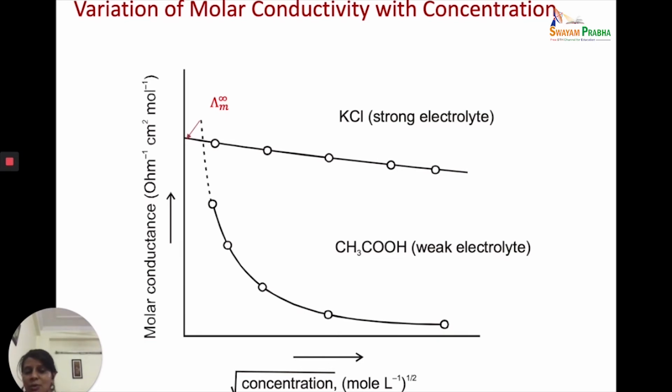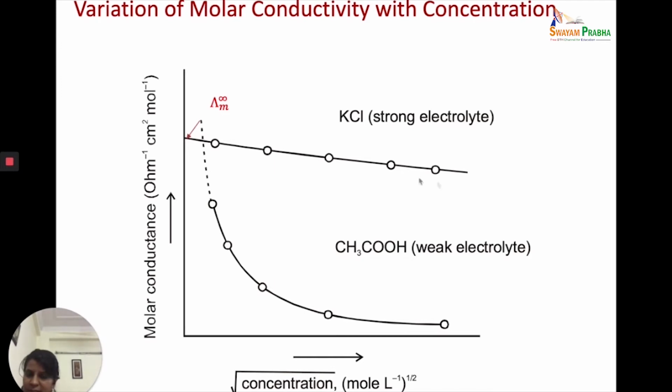This value of molar conductance is called molar conductance at infinite dilution, and this is the maximum value of molar conductance and therefore called limiting molar conductance. So limiting molar conductance or molar conductance at infinite dilution was obtained by extrapolating this linear graph of strong electrolyte to zero concentration. Now just see the variation.